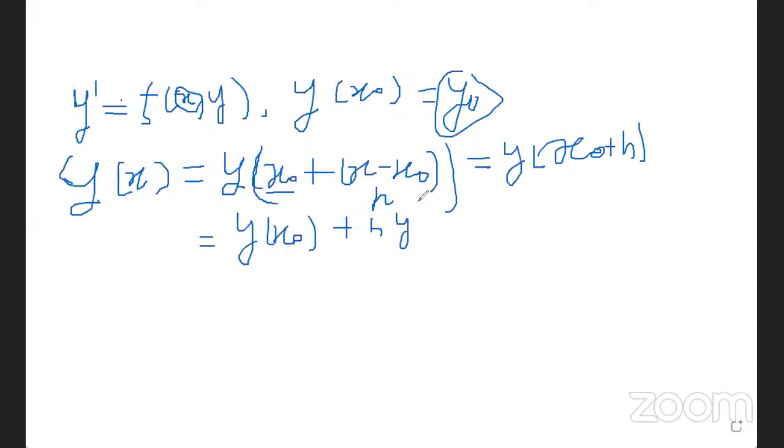Yes, sir. Somebody was saying something. No, sir. y dash at x naught, okay, just y dash at x naught, plus h square by 2 factorial, y double dash at x naught.